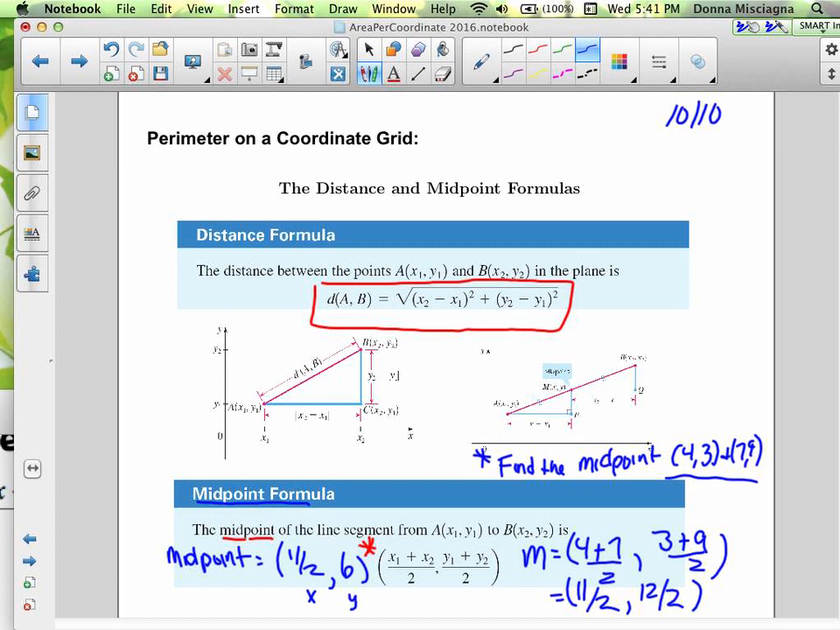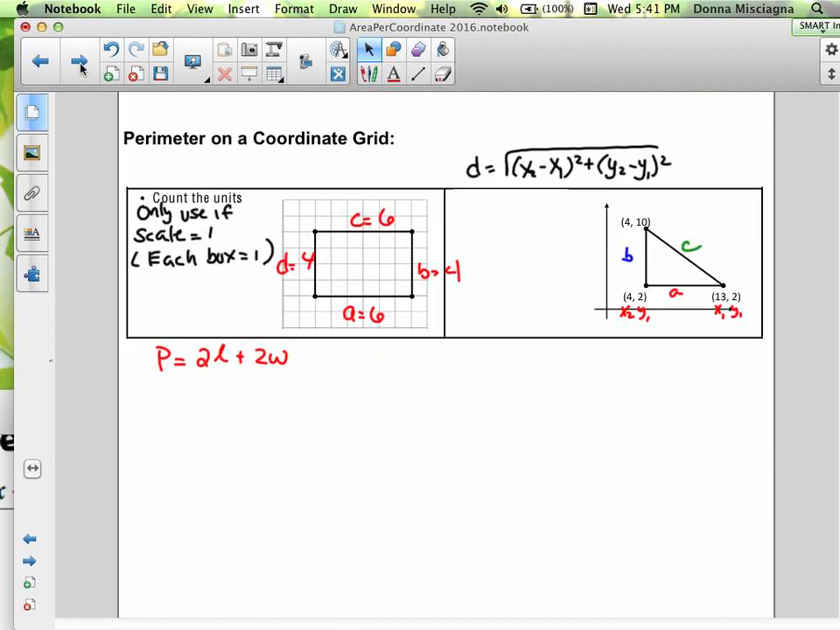Just put that into your notes so that when we get to midpoint, you'll know how to find it. We need it a little bit in this lesson, and we'll need it a lot more in some other lessons. But very, very simple. So let's find some area and some perimeter. I want you to just follow along. The first one is not in your notes.